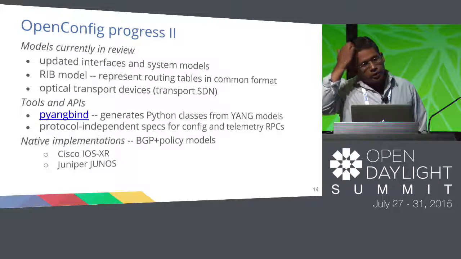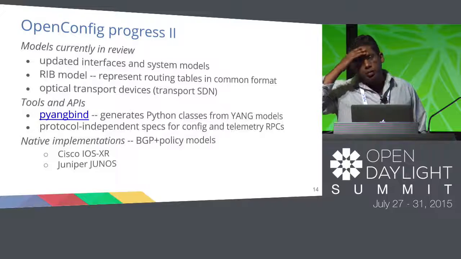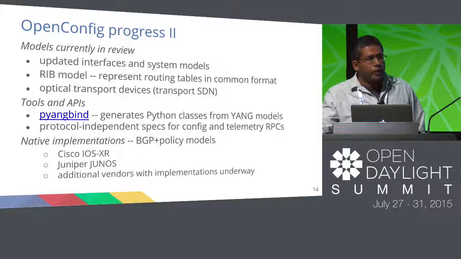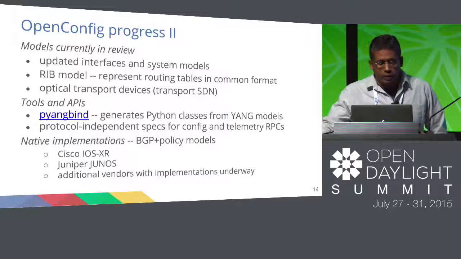And then Juniper also is publicly committed to supporting OpenConfig BGP and policy in Junos. And we are talking to other vendors who have also committed, but they're not quite ready to publicly state their commitment. They have implementations underway, and hopefully we'll be able to say more about them soon.